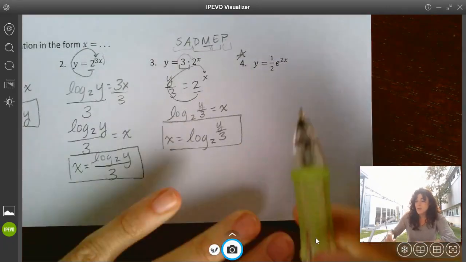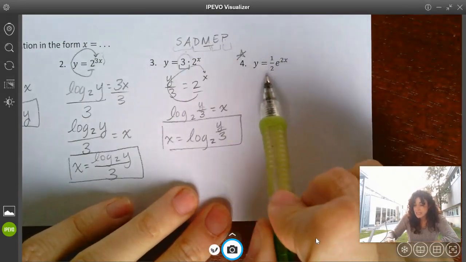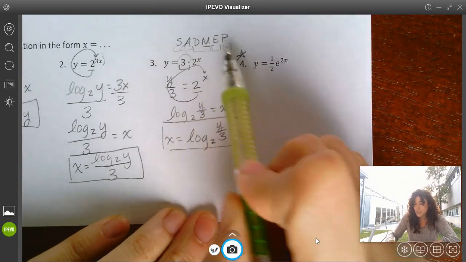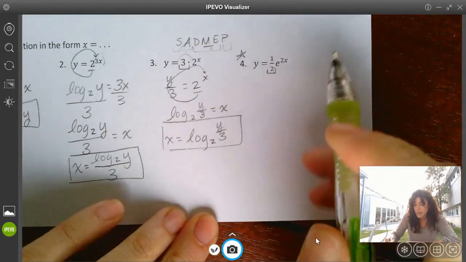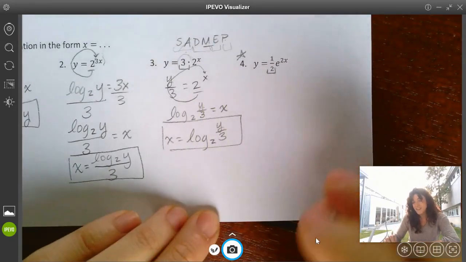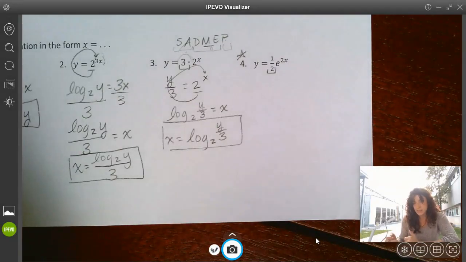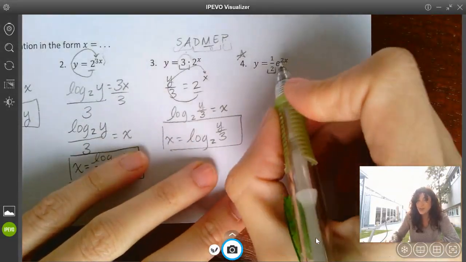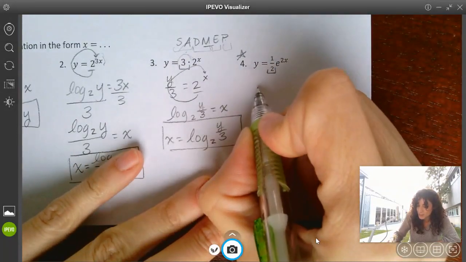Okay, SADMAP. We need to undo subtraction addition. There is no subtraction addition. Done. Then we need to undo division multiplication. Well, it is being multiplied by a half, so I need to divide by a half. In other words, multiply both sides by 2. If you divide it by a half, that's fine. It just doesn't look quite as nice as multiplying both sides by 2.